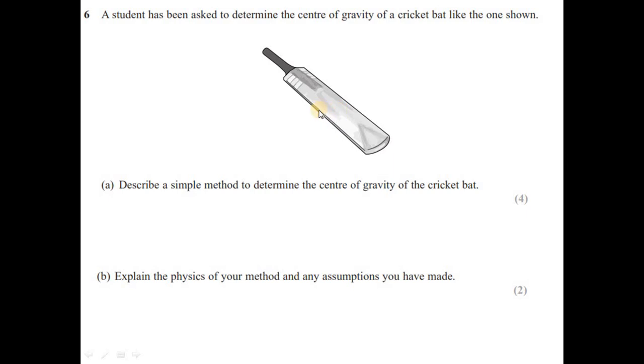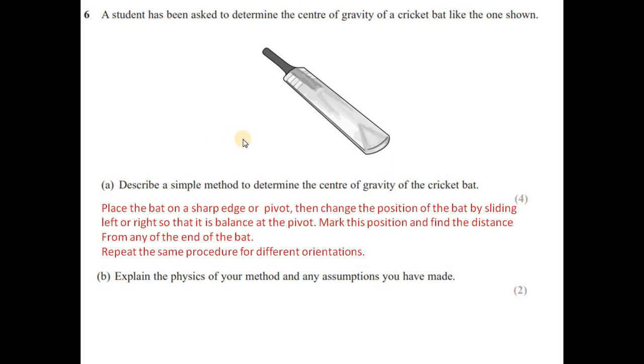Once it is balanced, then we measure the distance from any one of the ends, and this distance shows the position of the center of gravity of the bat. So balancing on the edge, after balancing measure the distance, and then it will show the position of the center of gravity. That's how you can reframe your answer.